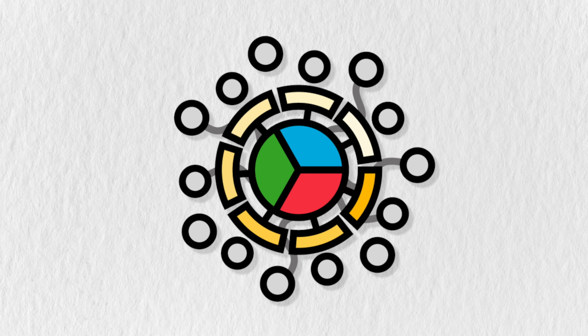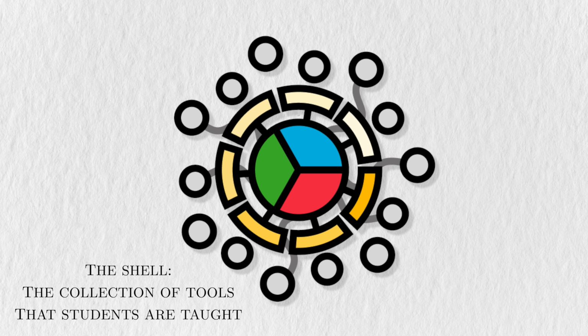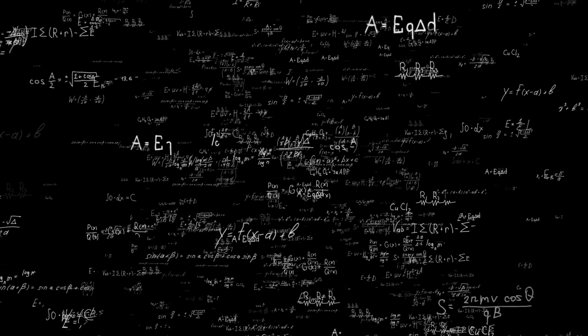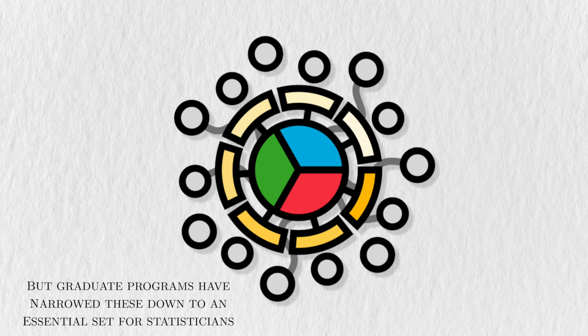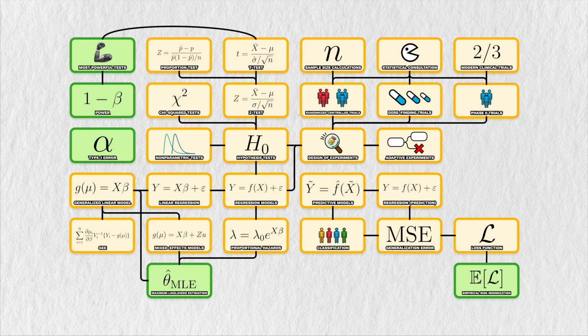This brings us to the shell, the collection of tools that we're taught. In reality, there are an innumerable number of statistical tools out there, but graduate programs have narrowed them down to a small subset that are considered essential for any statistician to know. What I've tried to do is capture the essence of that subset into a tiny map.